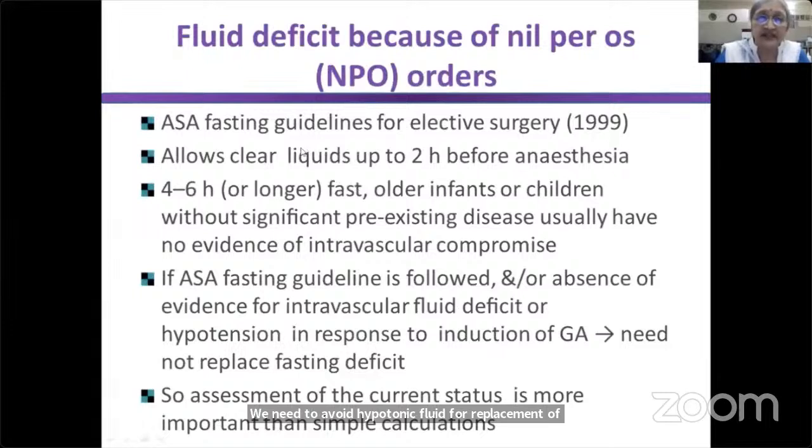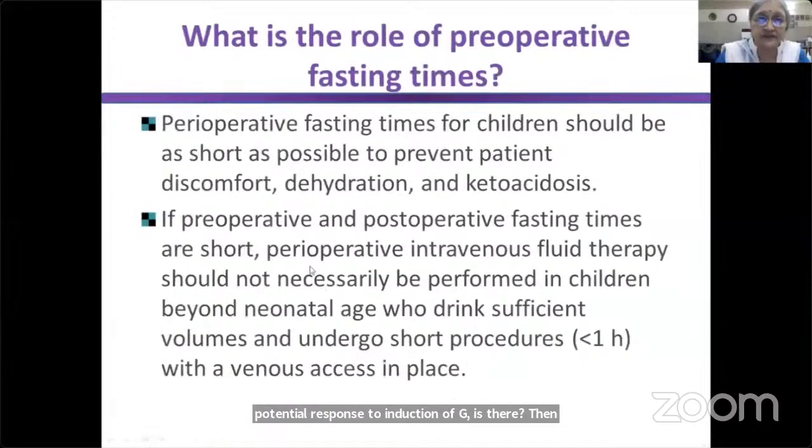Now we follow the ASA fasting guidelines, and that allows clear liquids up to 2 hours before anesthesia. So if the child is fasting for 4 to 6 hours and is old enough without significant pre-existing disease, then there is usually no evidence of intravascular compromise. So if ASA fasting guidelines are followed, and there is no evidence of intravascular fluid deficit or hypotension in response to induction of GA, then there is no need to replace the fasting deficit. So assessment of the current status is more important than simple calculations.